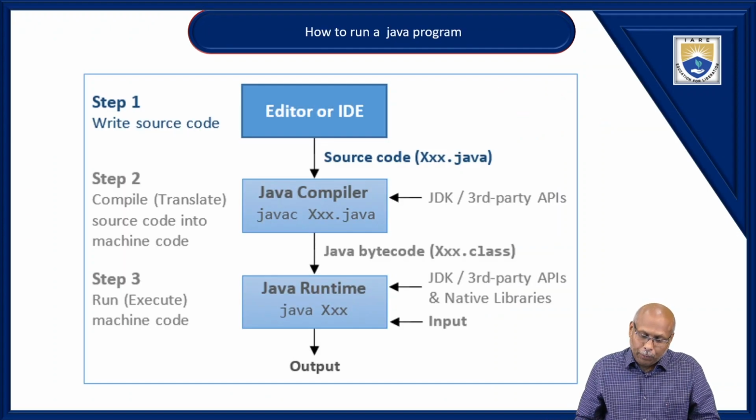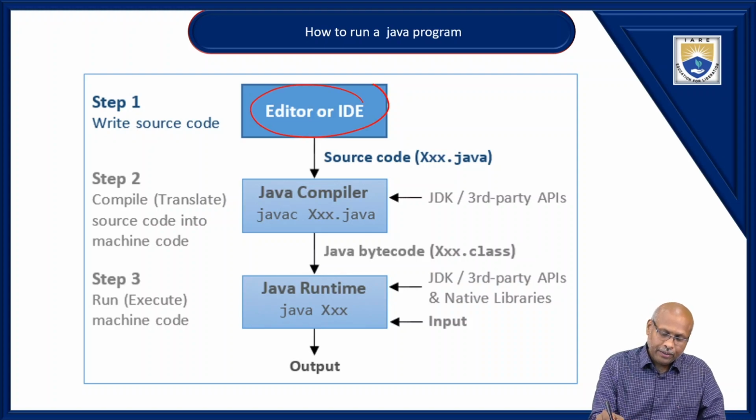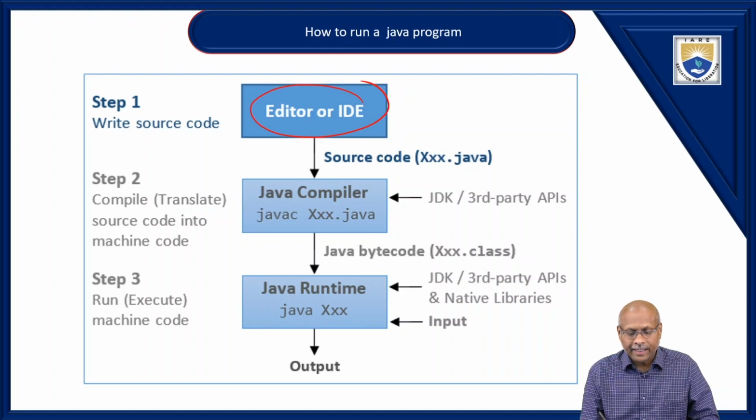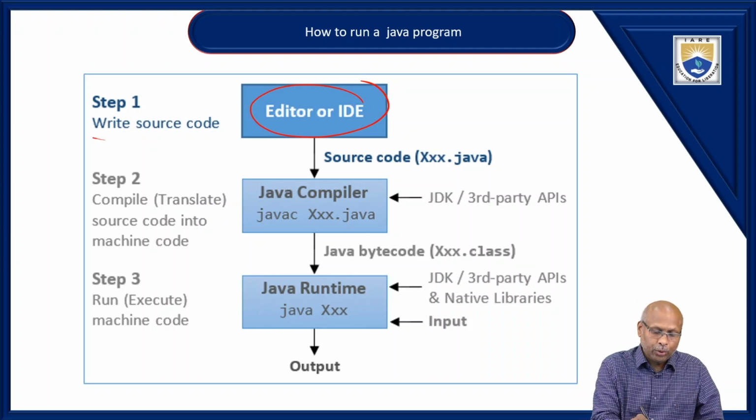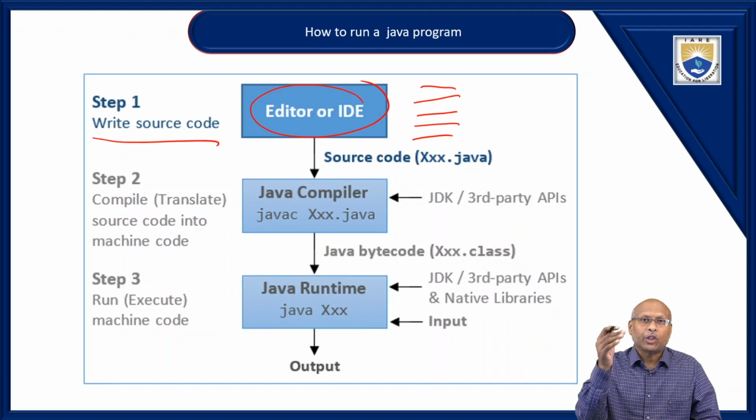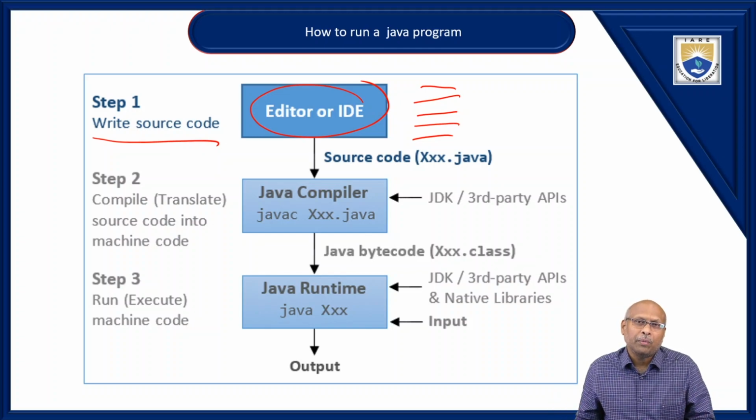Fine. And after writing the program, then you have to do the process. With the help of an editor or IDE, integrated development environment, you have to write the source code. While writing the source code, you have to follow the structure. First the documentation section, then package statement, then import statement, then the interface, then the class, then the main method. That order you have to follow. Once you follow the order, the program will be successfully executed.